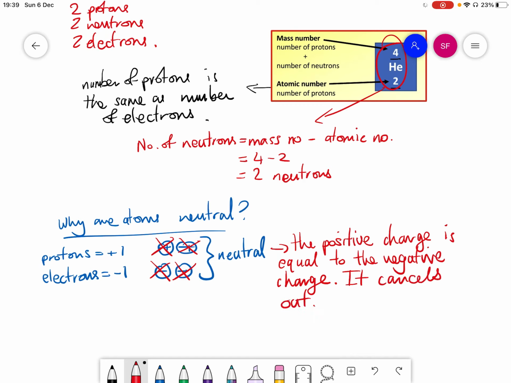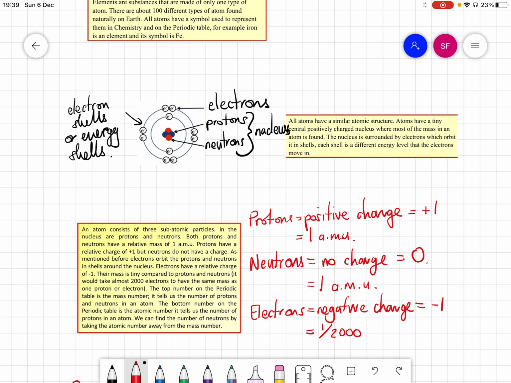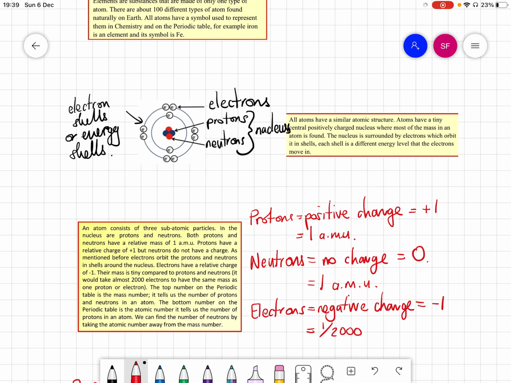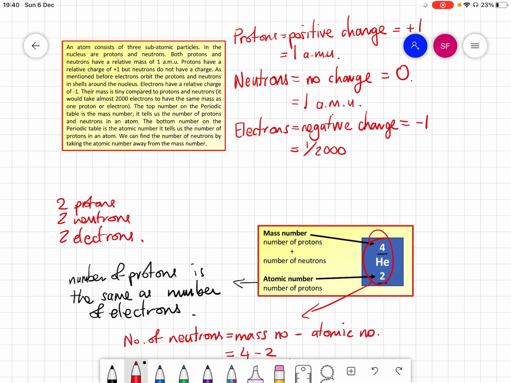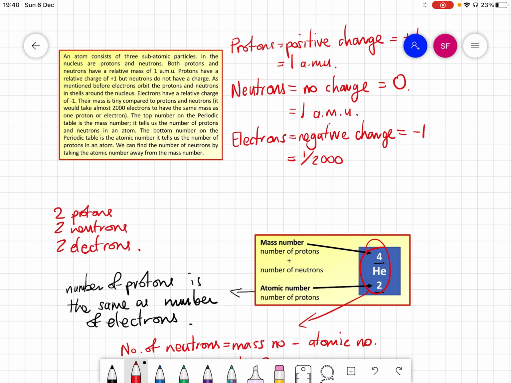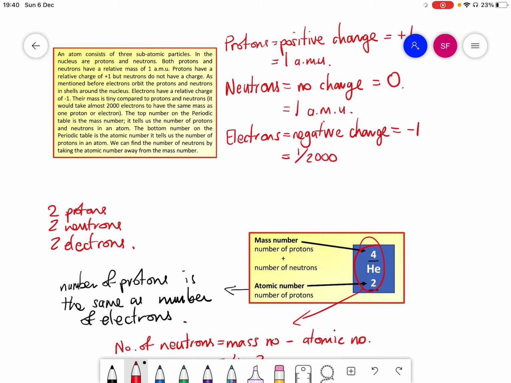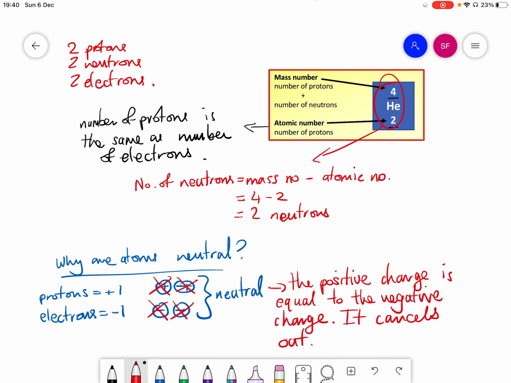Right, guys, so that was a really quick recap and explainer of basic atomic structure. So if we quickly go back, we've got our protons, neutrons, and electrons. Electrons are in electron shells or energy shells around the protons and neutrons in the nucleus. Protons have a positive charge and a mass of 1. Neutrons have no charge and a mass of 1. And electrons have a negative charge and are very small. They are 1/2000.